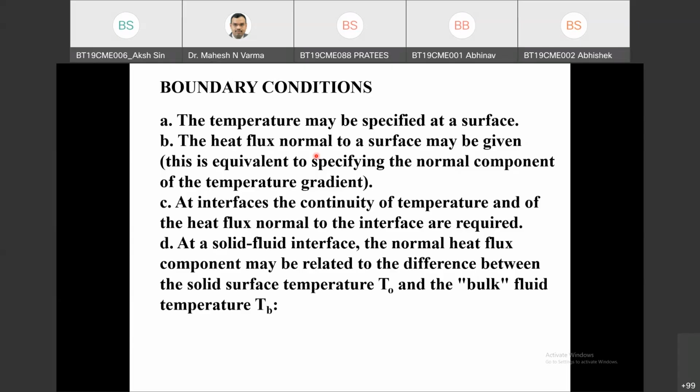So now a pipe is heated and surrounded by air. A solid pipe is heated and surrounded by air at a temperature of 25 degrees Celsius. So bulk fluid temperature is 25 degrees Celsius and say the pipe is heated at 100 degrees Celsius. So the normal heat flux can be calculated. How to calculate this normal heat flux in case of a solid fluid interface? Here, roll number 4, Aditya.